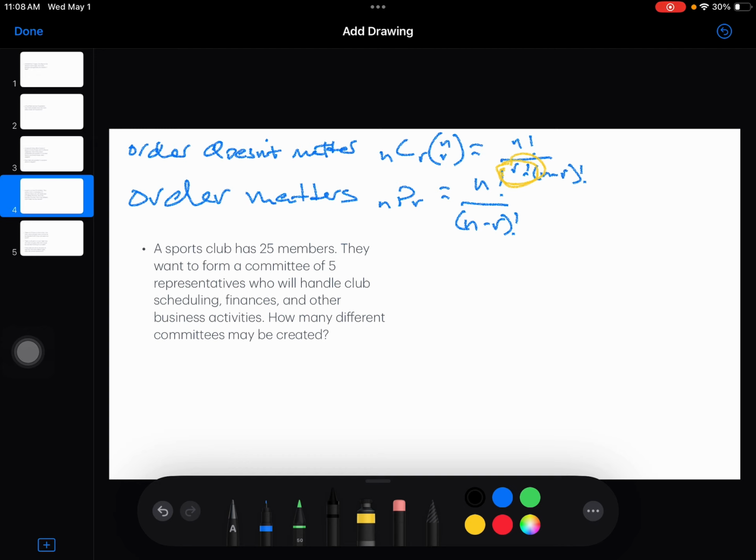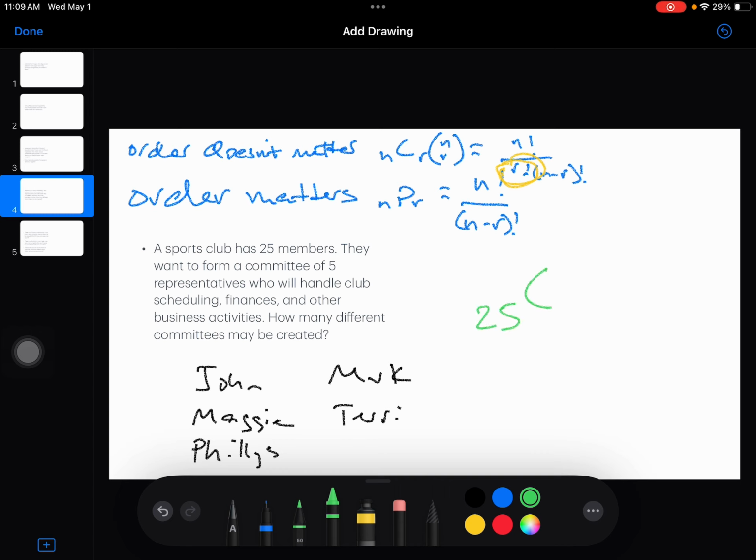Well, we've got every Tom, Dick, Harry, Michelle, Margaret, and Amy in there, and John, Maggie, Phyllis, and Mark, and Terry. Does it matter which way we group these people? Is Mark, Terry, Maggie, John, Phyllis different from Maggie, Terry, Mark, John, Phyllis? No, so order does not matter. That means we're going to be doing 25 choose 5.